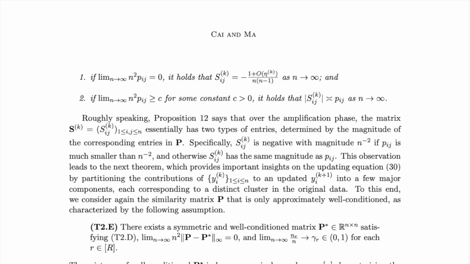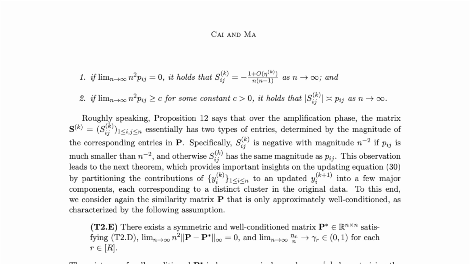Roughly speaking, Proposition 12 says that over the amplification phase, the matrix S^(k) = (S^(k)_ij), 1 ≤ i,j ≤ n, essentially has two types of entries, determined by the magnitude of the corresponding entries in P. Specifically, S^(k)_ij is negative with magnitude n^(−2) if p_ij is much smaller than n^(−2), and otherwise S^(k)_ij has the same magnitude as p_ij. This observation leads to the next theorem, which provides important insights on the updating equation 30 by partitioning the contributions of y_i^(k), 1 ≤ i ≤ n, to an updated y_i^(k+1) into a few major components, each corresponding to a distinct cluster in the original data.